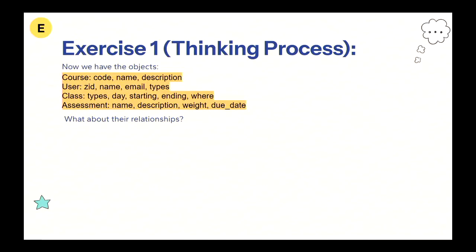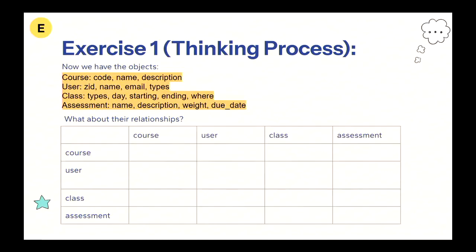Yes, I heard some students mention users and courses. Actually, it's very hard for us to imagine the relationships of all the different objects in our mind, so we had better write them down in a table. Let's go through the diagonal line of this table first. What about courses and courses? Do they have any relationships?